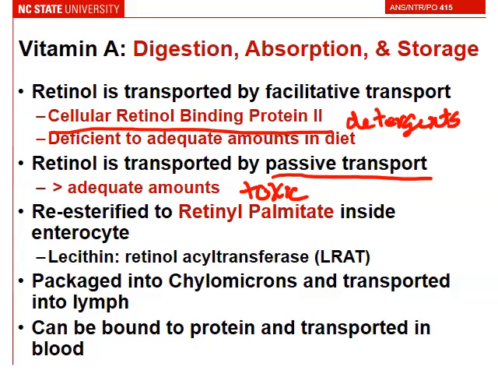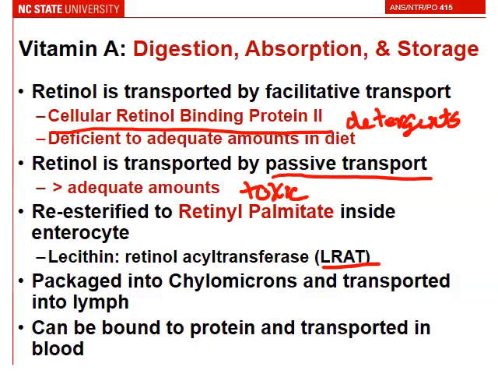Quickly, as soon as it is brought into the cell by the cellular retinol binding protein 2, we want to re-esterify it to retinol palmitate within the enterocyte, and we're using LRAT, lecithin retinol acyl transferase, also known as LRAT. So that happens within the enterocyte, just like how we want to bring our fatty acids back to being a triglyceride. And then once we have retinol palmitate reformed, we package it into the chylomicrons, along with our triglycerides, and it's transported into the lymphatics.